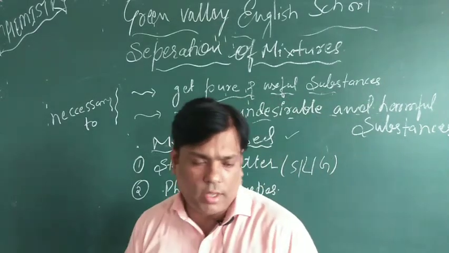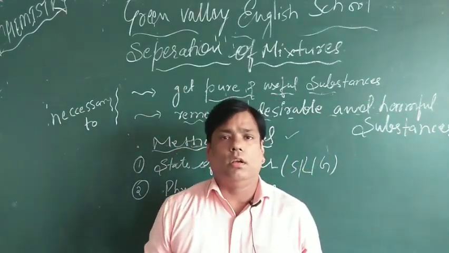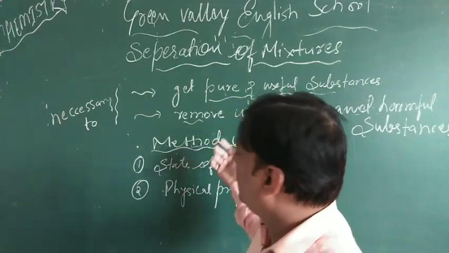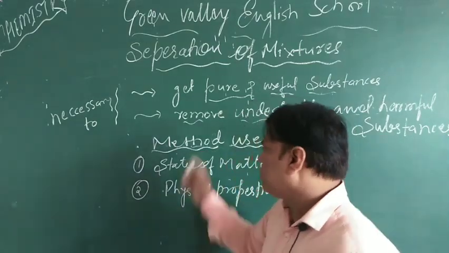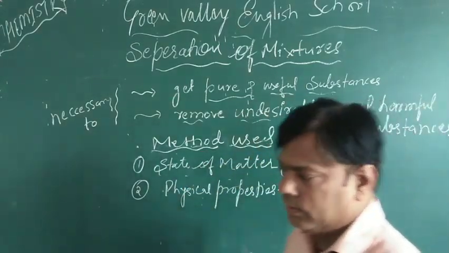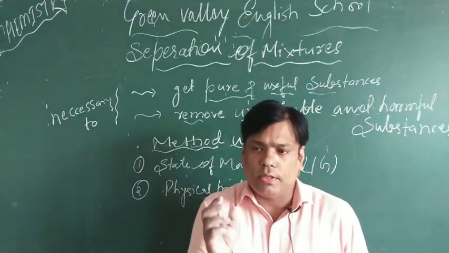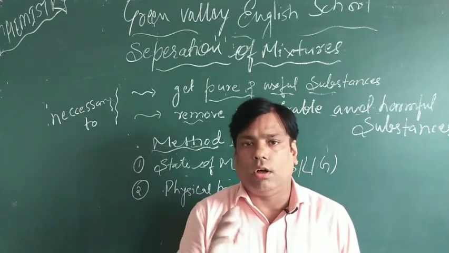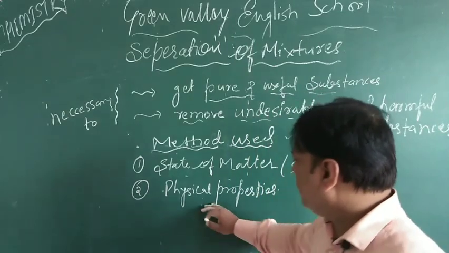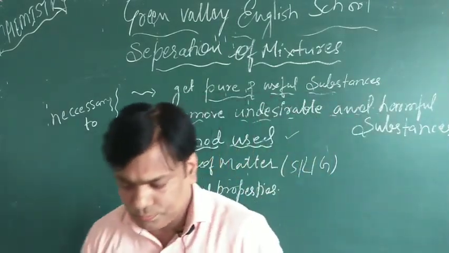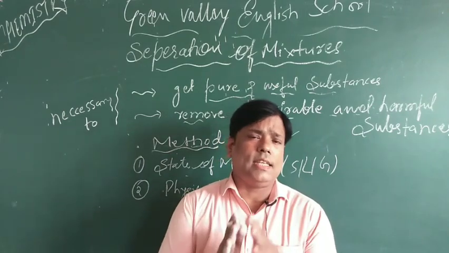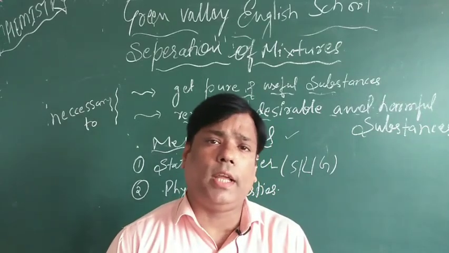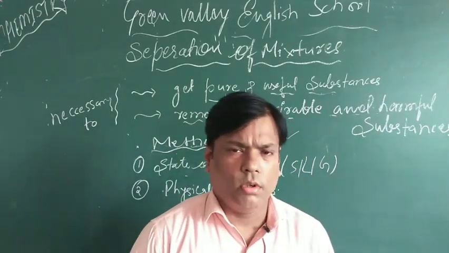Now we are going to discuss the methods with the help of which we can separate components. First thing is the state of matter. What is the state of that matter? It's in solid state, liquid state, or gaseous state. Second thing is physical properties. We can easily separate those components if we know the physical properties of those components.